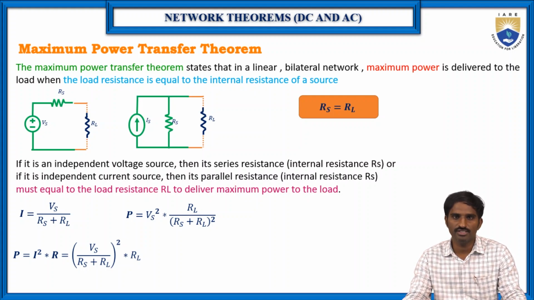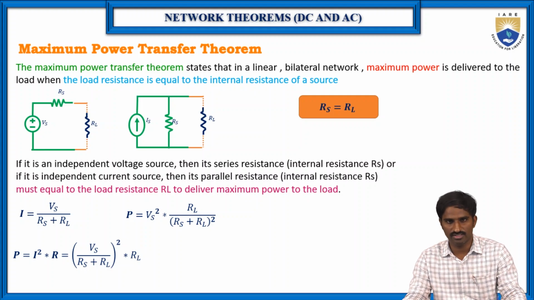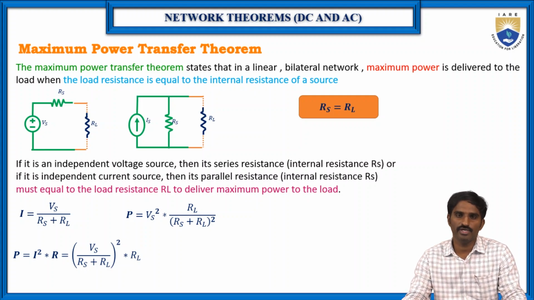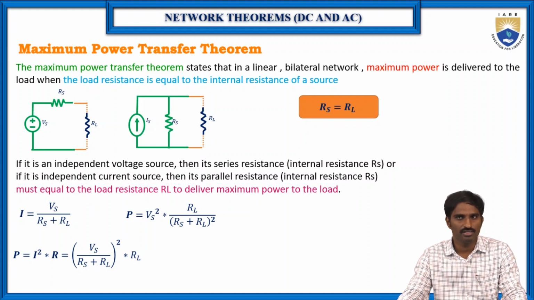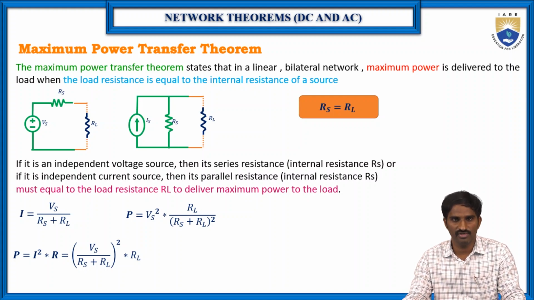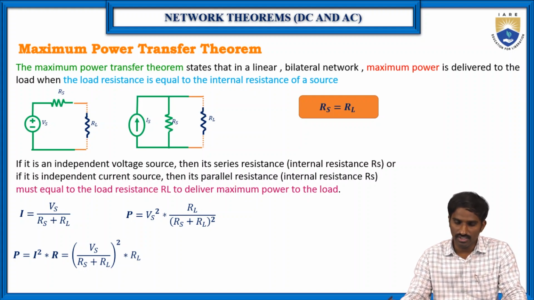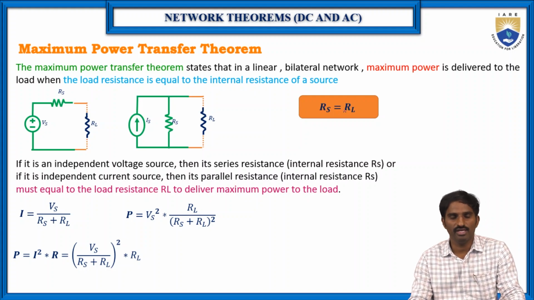So based on this condition, now we are going to find the load resistance. Which means to find the load resistance, first we need to find the equivalent resistance, which is nothing but the Thevenin's resistance. So here Rs is equal to RL. Here Rs is the Thevenin's resistance, and RL is the load resistance. So when Rs is equal to RL, then the maximum power will be delivered to the load, which is RL.